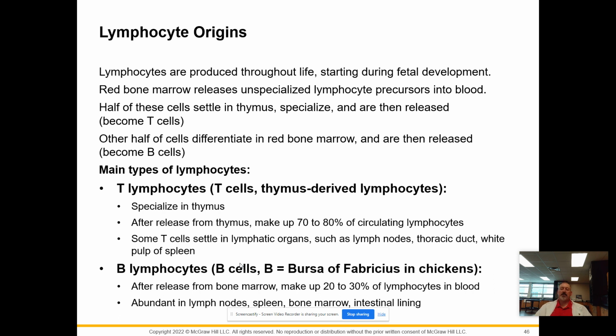So they're going to specialize in the thymus. They're going to make up most of our lymphocytes. 70 to 80% of them are going to be the T cells. Some T cells are going to settle in lymphatic organs, as we talked about, like the spleen, where there will be a lot in the white pulp.